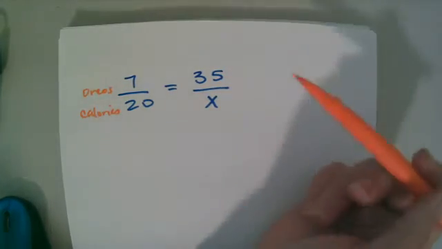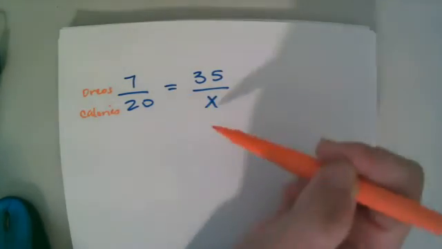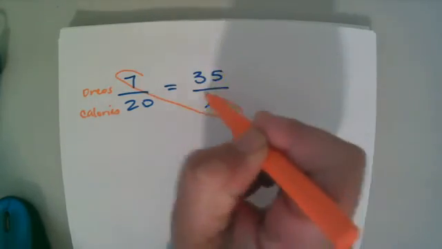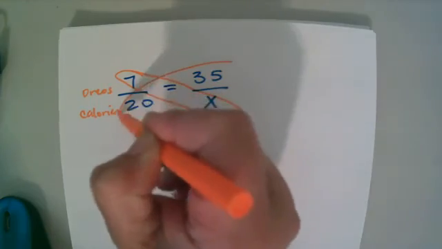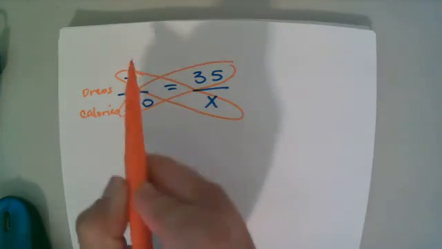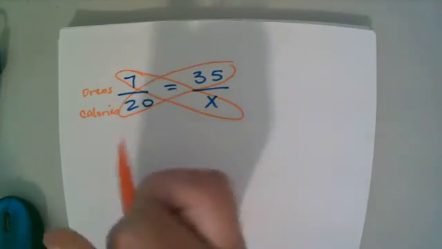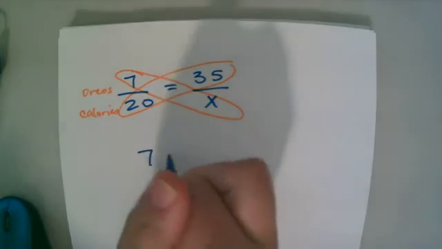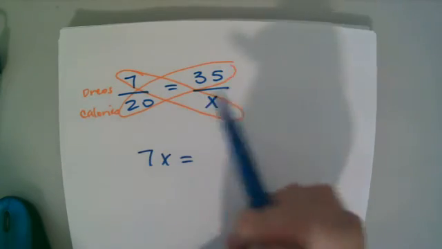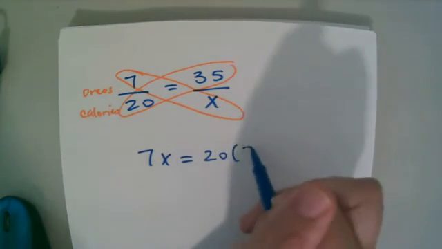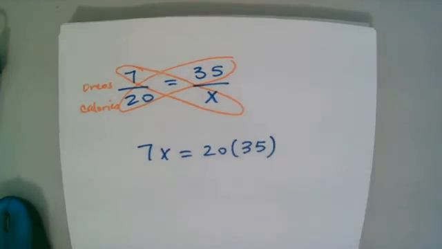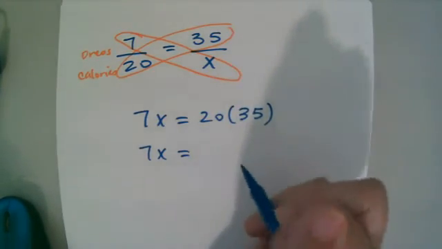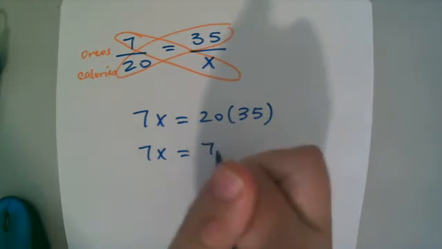Similar to how we were looking at proportions, we're going to use that the same way here. We're going to cross multiply again. So we're going to multiply the diagonals, okay? So 7 times X is 7X equals 20 times 35. This becomes 7X equals 700, since 20 times 35 is 700.